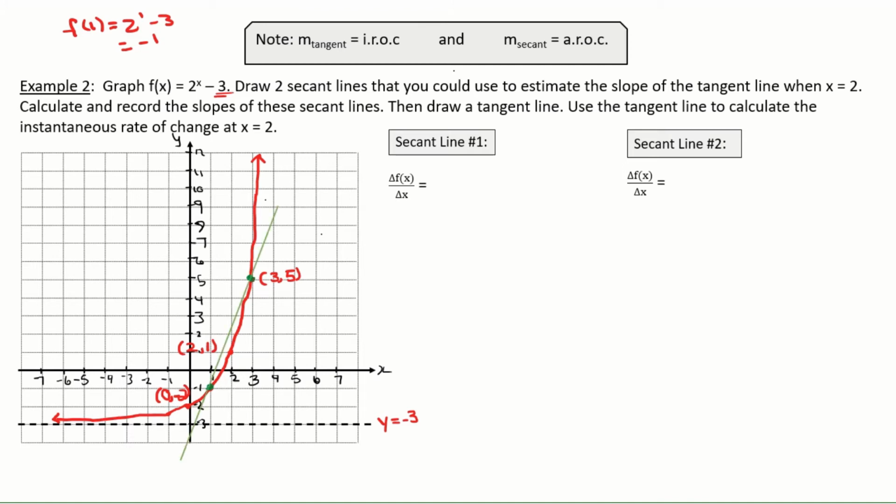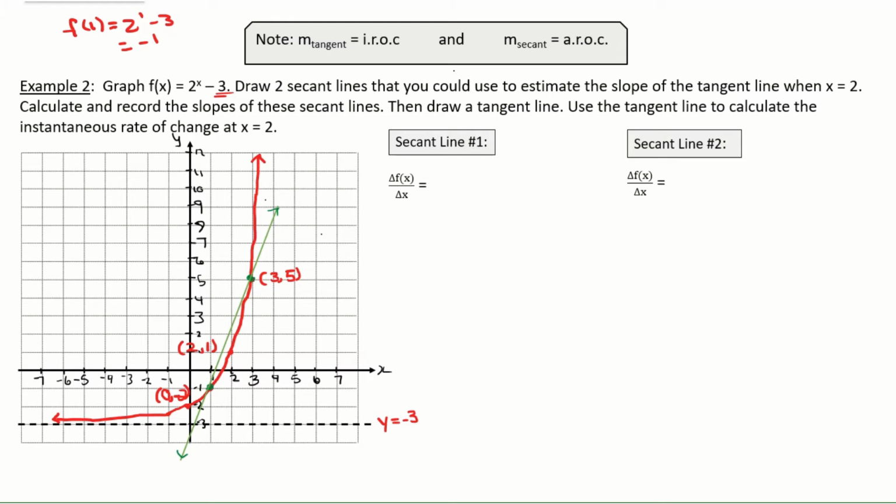So here's my first secant line here, this green one. So we're going to use that. That's going to be secant line number 1, and we're going to use it to estimate the slope of the tangent line when x equals 2. So we're going over to our formula under secant line number 1. We're looking at the change in the y's over the change in the x's. So I have to find two coordinates on my green line. I've got them here. And I'm going to sub them in to the formula.